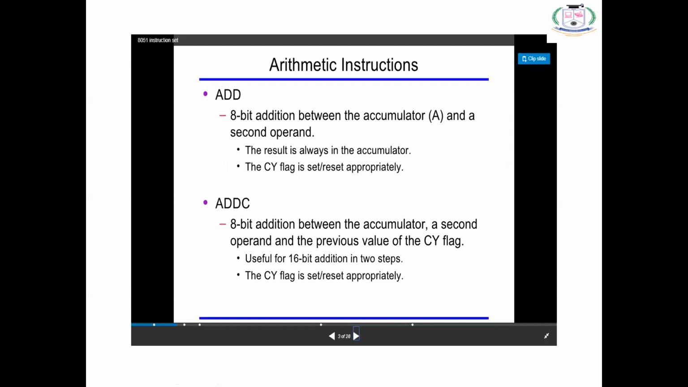Is there any mod operation? Mod operation means? Ask. Remainder. It gives. Very good. That is the question. While discussing the multiplication and division instructions, we will see how we get that remainder and all. Okay, that we will see. Thank you, ma'am.